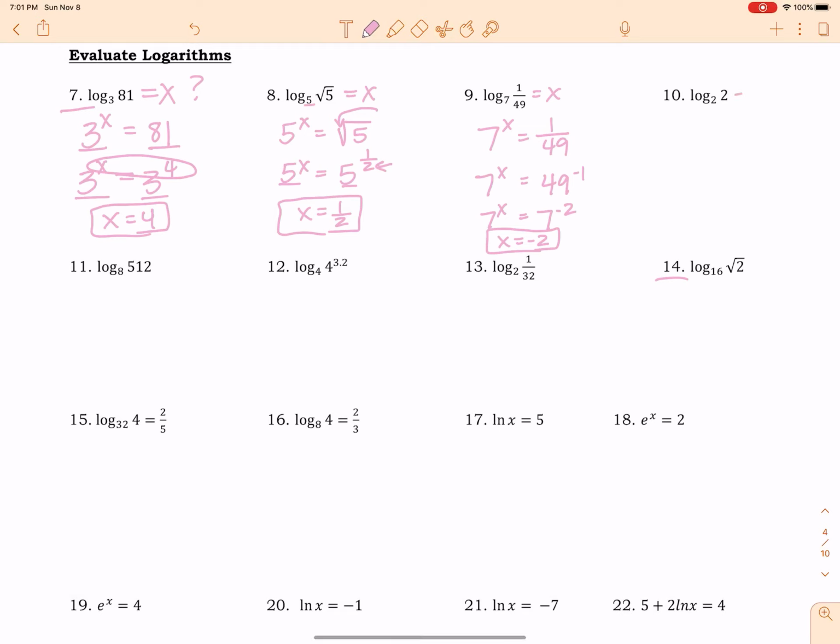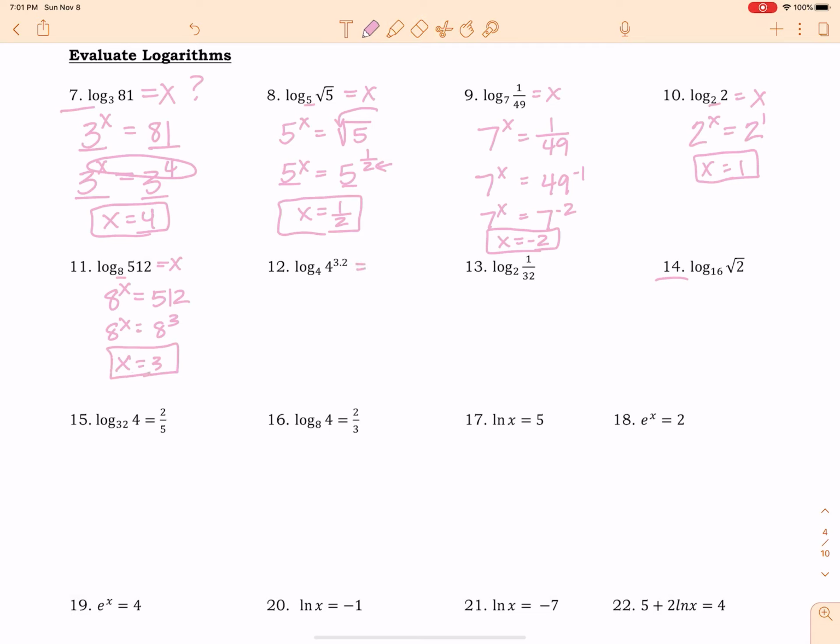All right, this problem right here, I'm going to set this equal to x. Base 2 to the x equals 2. Well, since it's just 2, this is understood to be 1. So x is equal to 1. Log base 8 of 512 equals x. I'm going to write a base of 8 to the x equals 512. Well, 512 can be written in a base of 8 because it is 8 cubed. So then x equals 3.